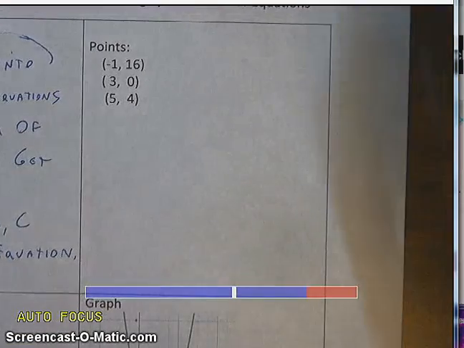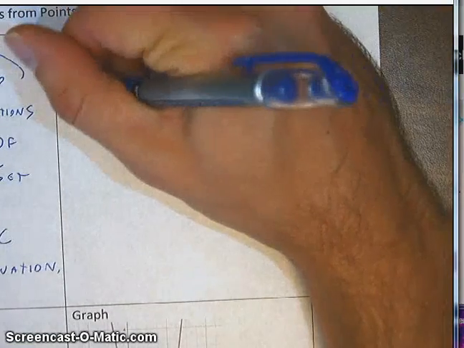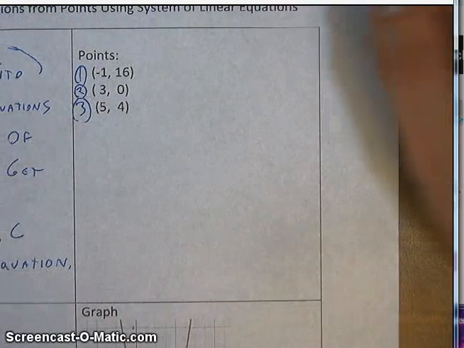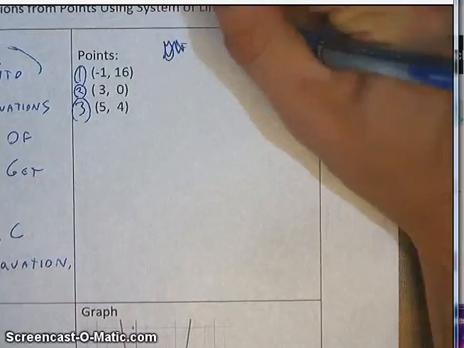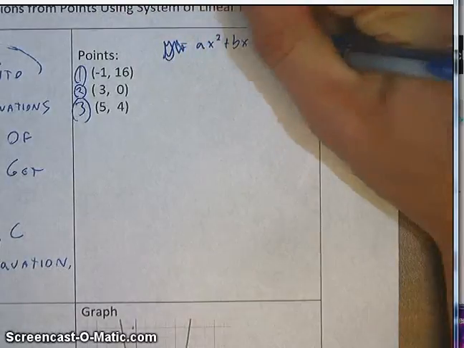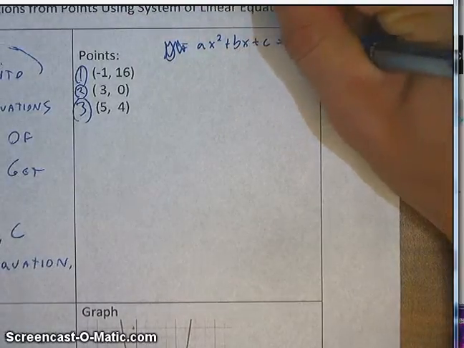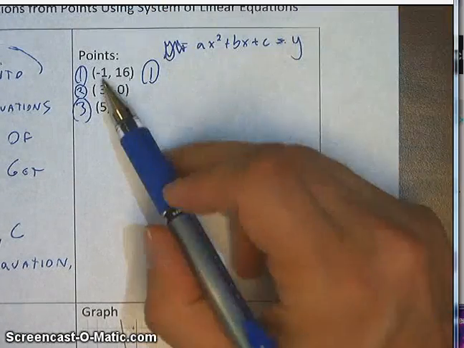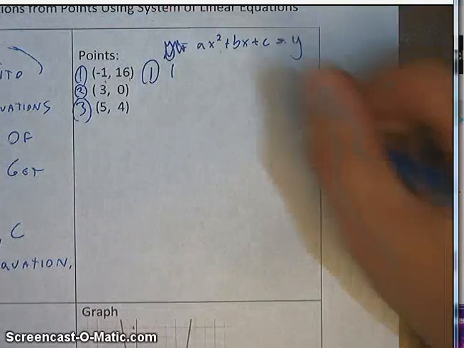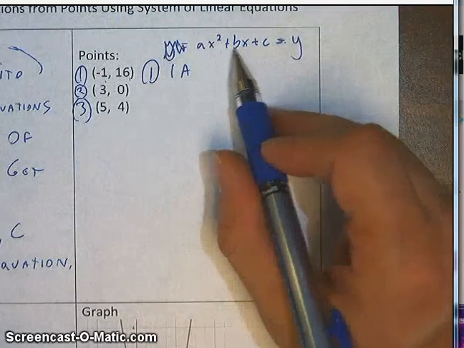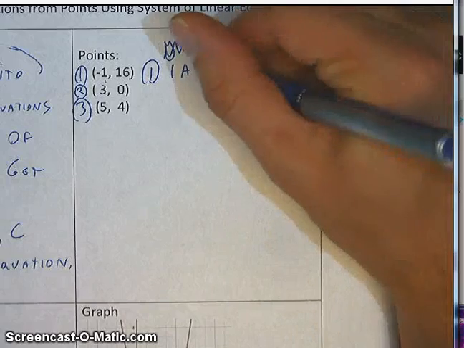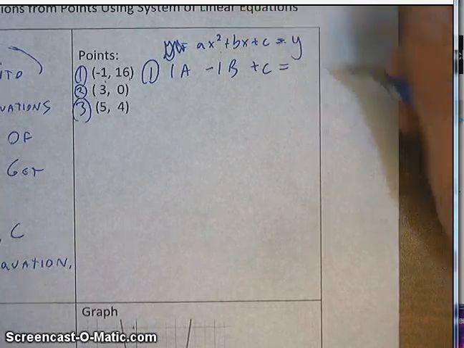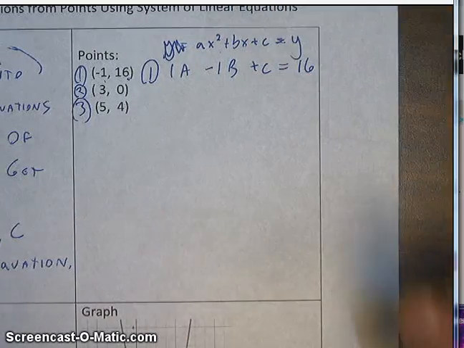So we've got some points here, and I always like to start by numbering these 1, 2, 3. And so we always start with the equation y equals, and I'm going to write it the other way, ax squared plus bx plus c equals y. Now if you plug in these x and y's in equation 1, negative 1 squared is just positive 1. That's going to leave me with 1a. Negative 1 for x there is going to be negative 1b. And then there's no x next to the c, so that's just going to be plus c. And all of that equals the y value, which in this case is 16.